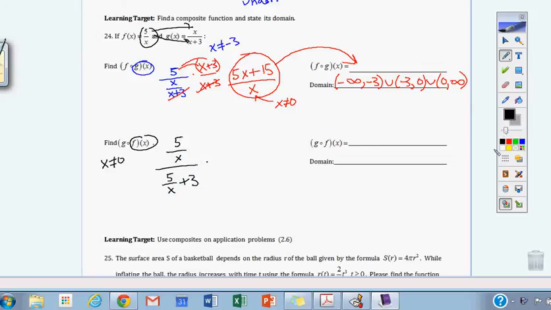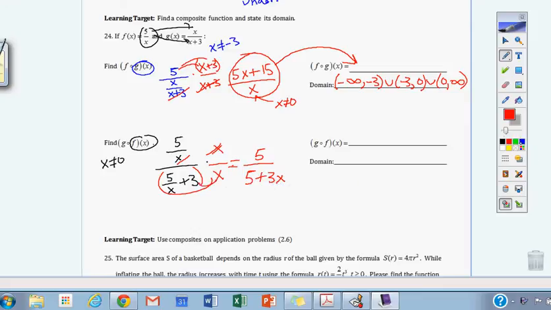And then we're going to multiply the top and the bottom by x. You know, why am I doing that? First of all, it's legal. Second of all, it causes the complex fraction to be gone. So basically we have 5 on the top because the x's cancel. And then just make sure you distribute that through. So that leaves a 5 on the bottom plus 3x.